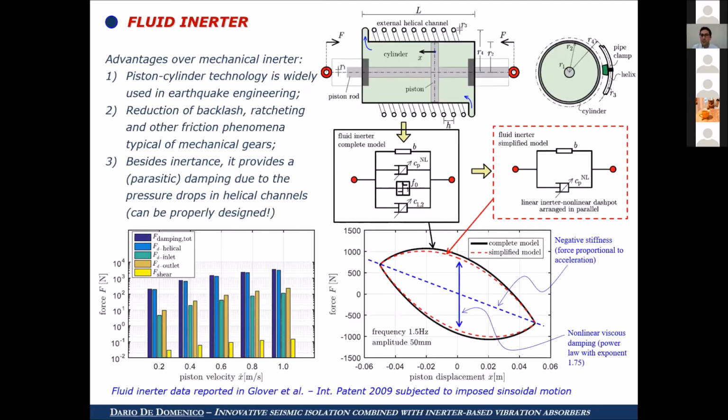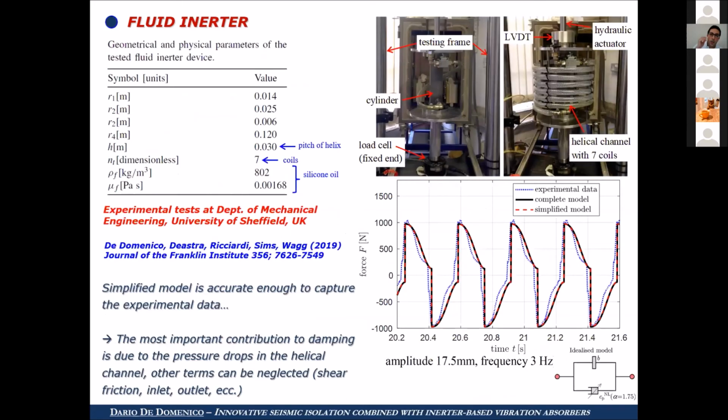But there are some advantages of this device in comparison with the classical mechanical inerter. In particular, it employs a technology that is widely used in earthquake engineering, the piston-cylinder technology, and it can also reduce some undesirable friction-related phenomena that occur in the mechanical gears. We performed some tests in collaboration with a group of the University of Sheffield on a small-scale prototype of this fluid inerter, and we proposed a simplified model of an inerter in parallel with a nonlinear dashpot element with a power law coefficient of 1.75 to capture the hysteretic behavior of this device.